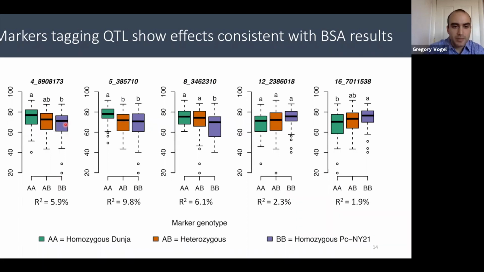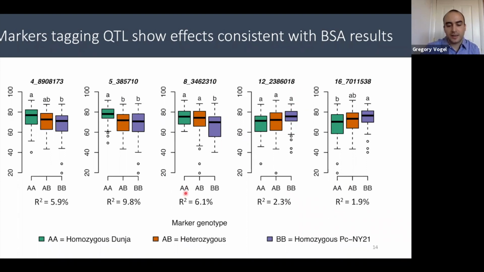We can also see different types of gene action. It seems like the chromosome 4 QTL behaves additively. At chromosome 5, the allele-associated resistance appears to be dominant, and at chromosome 8, it seems like resistance is recessive. And then on chromosomes 12 and 16, we see the opposite pattern. These were the QTL where the allele associated with resistance came from Dunja, and we see that the effects on the F2-3 families is totally consistent with what we saw in the bulk segregant analysis.